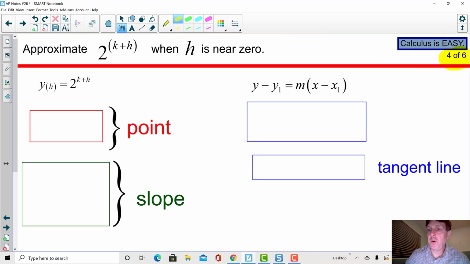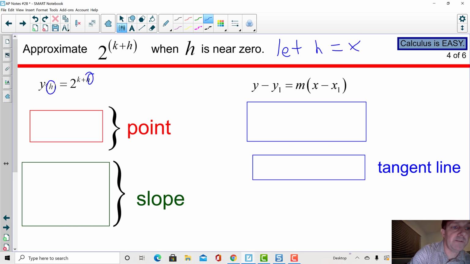Okay, we're going to do number 4 out of 6 problems. Okay, we want to go ahead and approximate this value here when h is near 0. So that's going to be kind of like our x. If you don't like using h's, switch it to x right now. You can say let h equal x. And then you can just use x's instead of h.